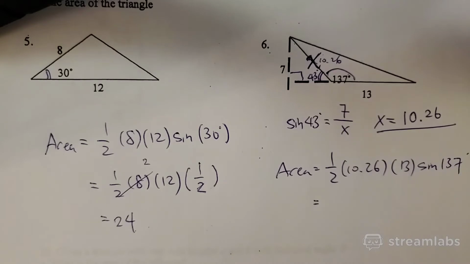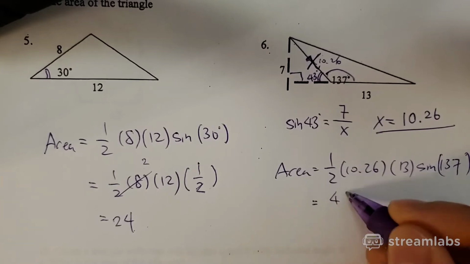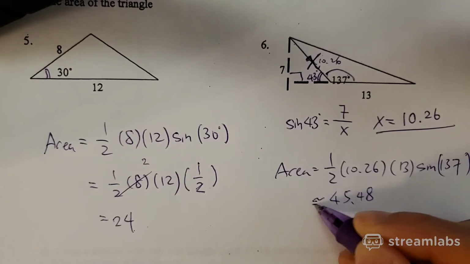what? 91? I don't get 91. I got like 45.4 something. 45.48, approximately, right?